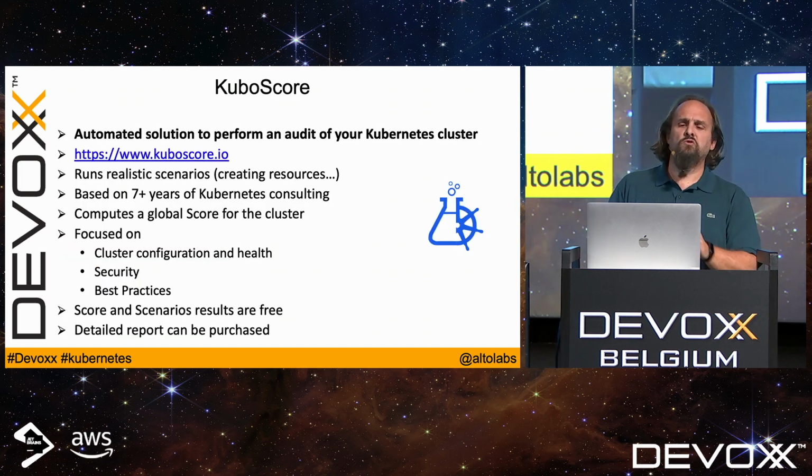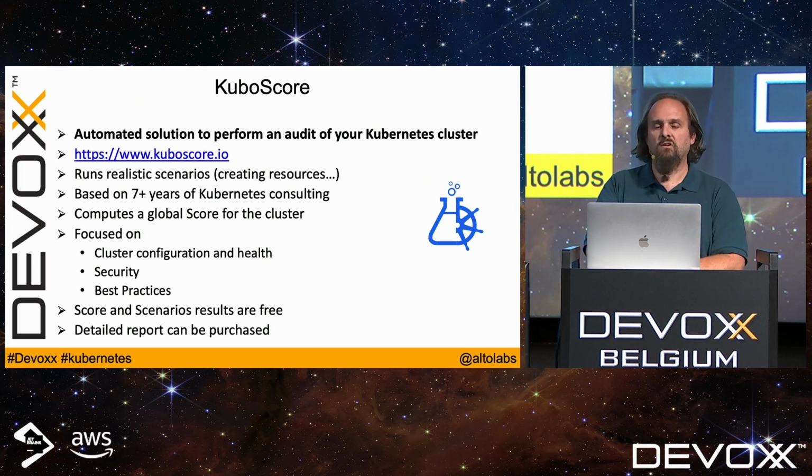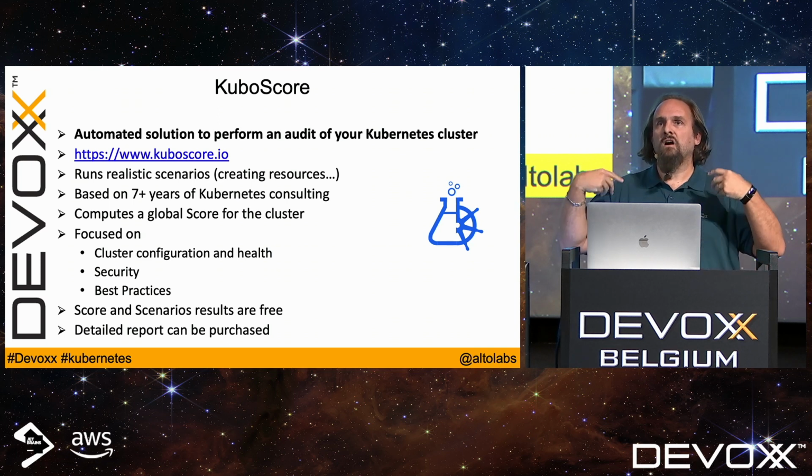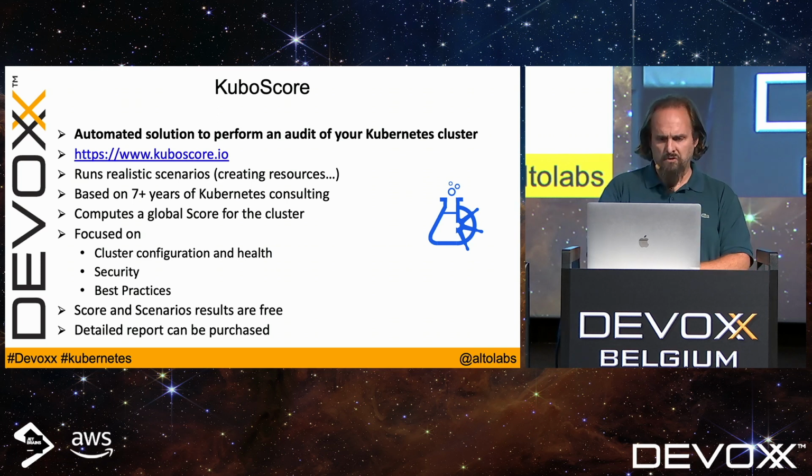Second tool I want to present is QBScore. I talked a bit about it already. It's an automated solution to perform an audit of your Kubernetes cluster. It's something that we built at Kubolabs. The idea is that we run realistic scenarios that can actually create resources in order to verify the configuration and the security of your cluster.